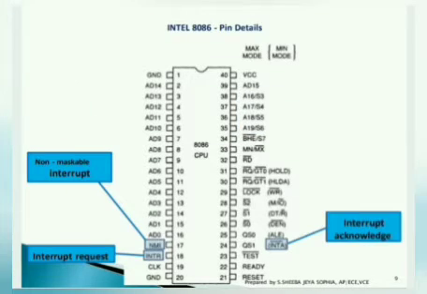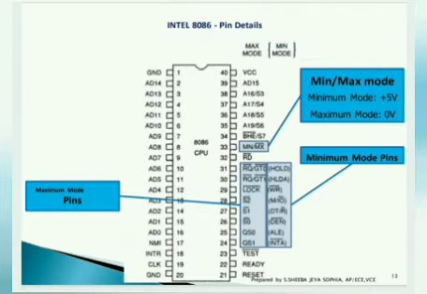Moving to the next, the 17th as well as the 18th pin are used for interrupt purposes. Interrupt here refers to NMI, that is non-maskable interrupt, as well as the interrupt request, INTR. And you can see on the other side, it has status pins S0, S1, S2, which also act as data enable, data transmit, receive, as well as memory or input output pins.